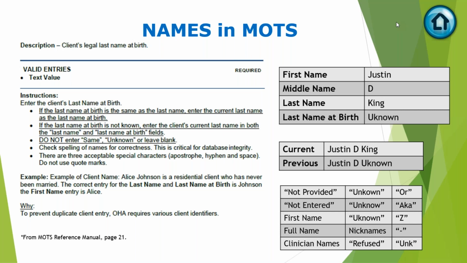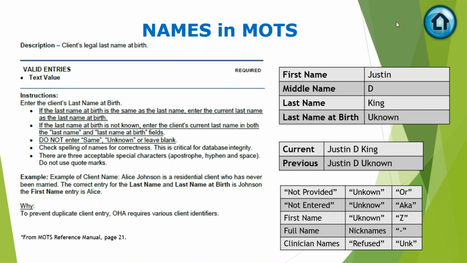According to the MOTS documentation, specifically page 21 of the MOTS reference manual, which you can see here, if you don't know what their last name was at birth, you should enter their current last name. Now, MOTS has rules that block the entry of some invalid entries, such as unknown.